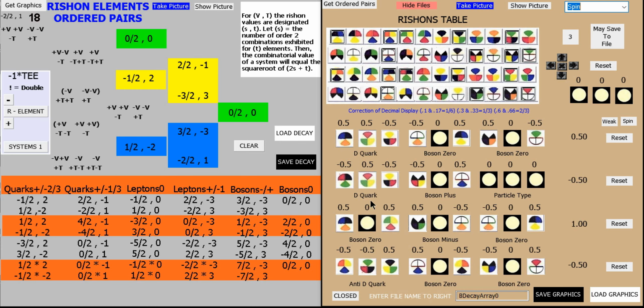And then if we look at the C quark, we'll see that the D quark now has a -1/2 spin, or it's left-handed, due to the exchange of the orange purple featured anti-T with the green purple featured anti-T. And there is no contribution to the spin by the boson plus.